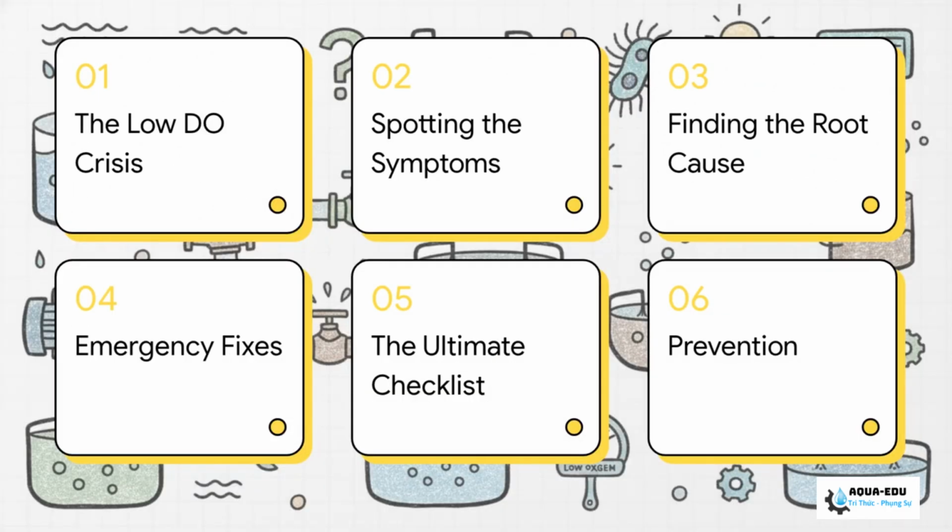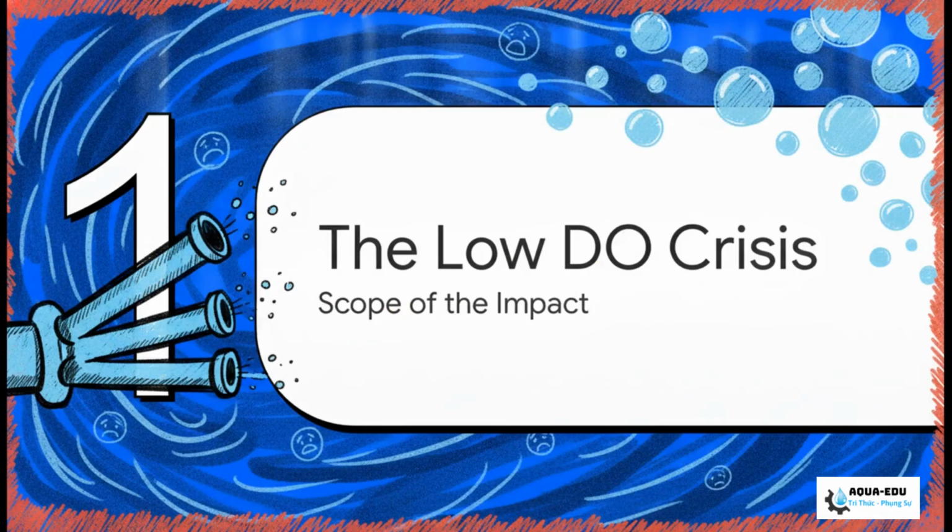So here's our standard operating procedure for today. We'll cover the crisis, spotting the symptoms, finding the root cause, emergency fixes, the ultimate checklist, and finally prevention. All right, part 1, the low DO crisis.